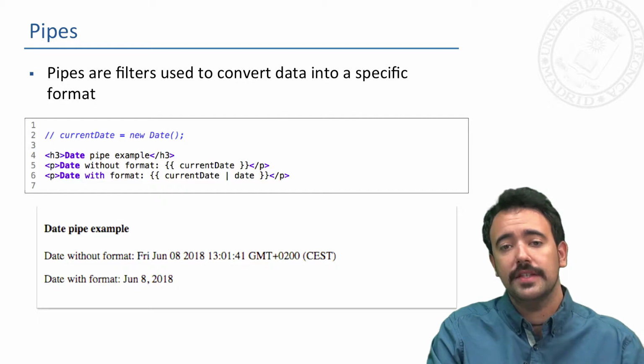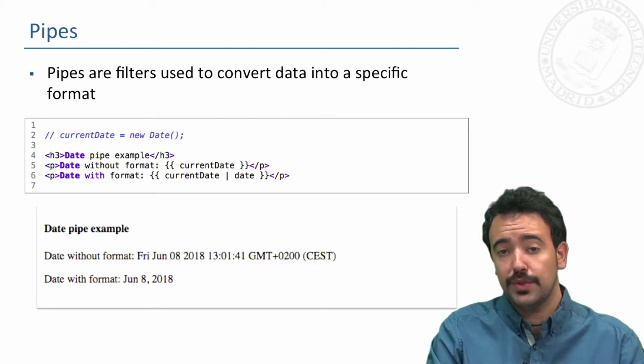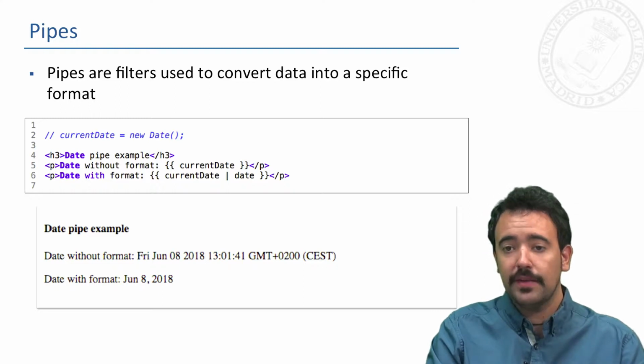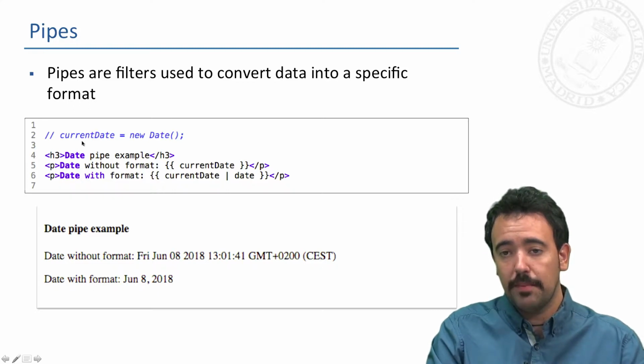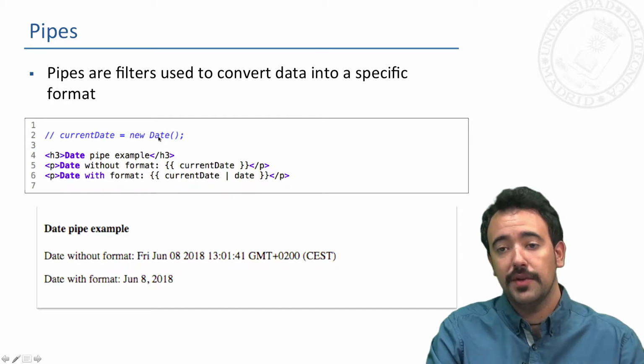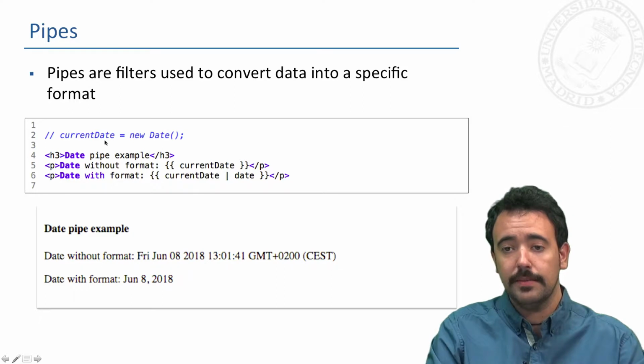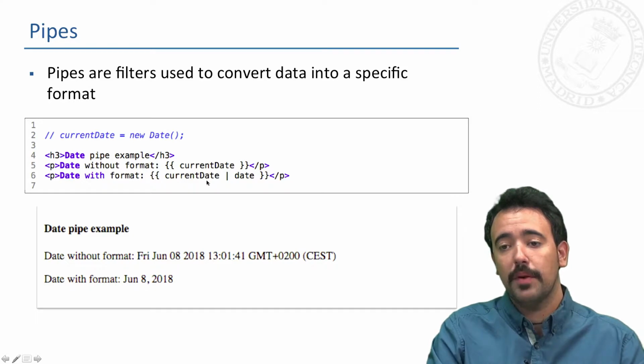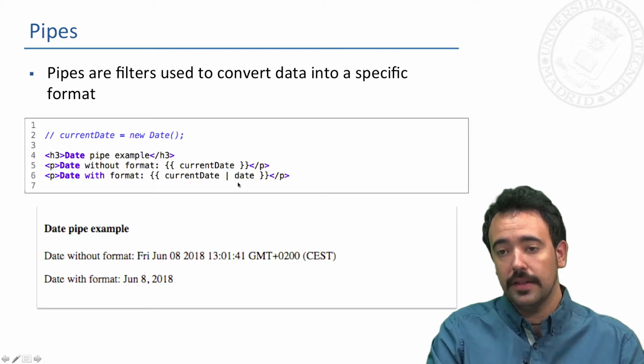So here we can see an example of how to use these pipes. Imagine that we have a property, this is the current date, that we have initialized as a new date object of JavaScript, and here we are displaying the current date in the default format, and after that we are displaying the current date property, applying to it a filter, the date filter.